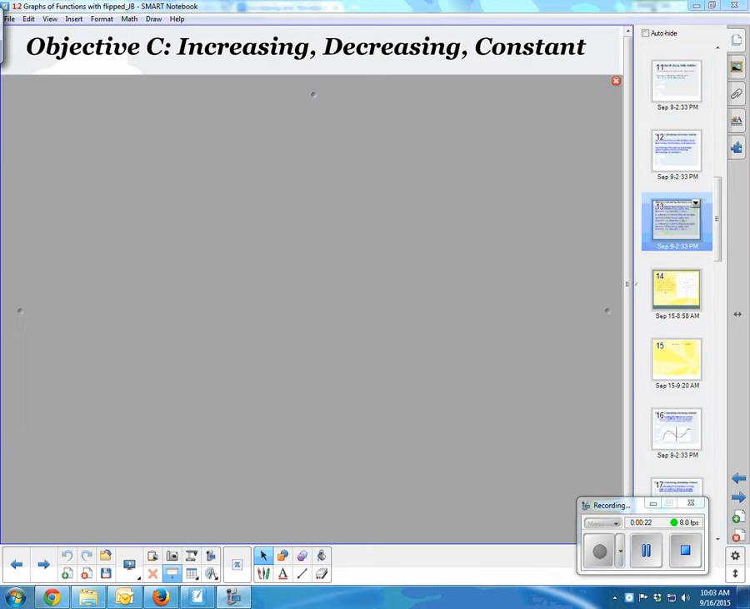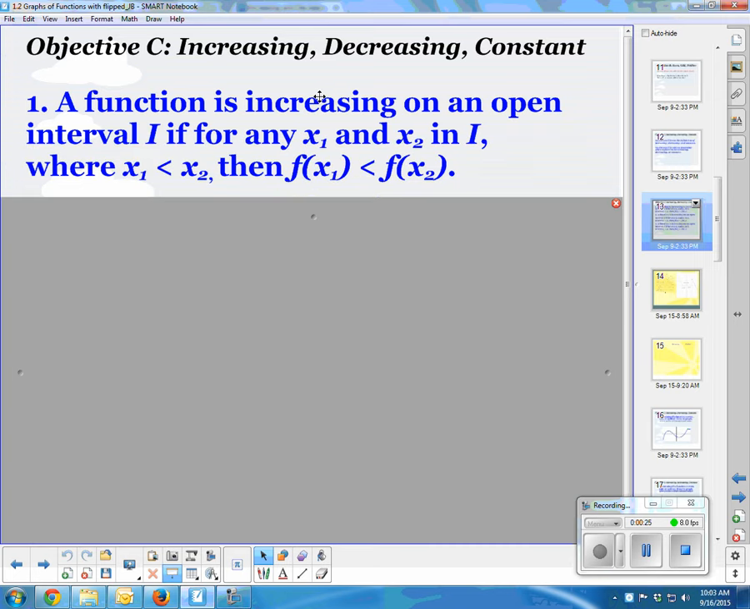In our book, if you take a look at the definitions, it says a function is increasing on an open interval I if for any x1 and x2 in I, where x1 is less than x2, then f of x1 is less than f of x2. We've been talking about domain and range. So when it says increasing, that is going to be our descriptor: the function is increasing on an open interval. An interval is giving you a range of values. For any x1 and x2, those are both inputs.